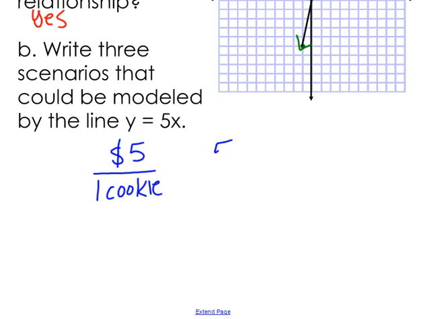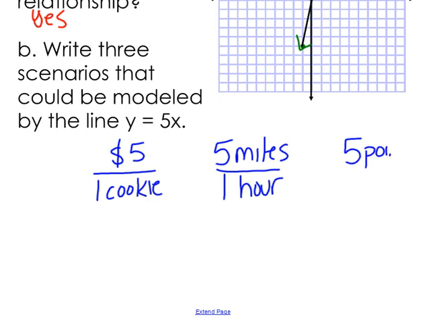We could also have a speed of 5 miles per 1 hour. So maybe you're talking about how quickly you ride your bike to school or something like that. And maybe you also do something where you do 5 points per each problem. So this might be points that you're getting on a homework assignment or a quiz, something like that. So anything that has a unit rate that matches your slope would work for your scenario.